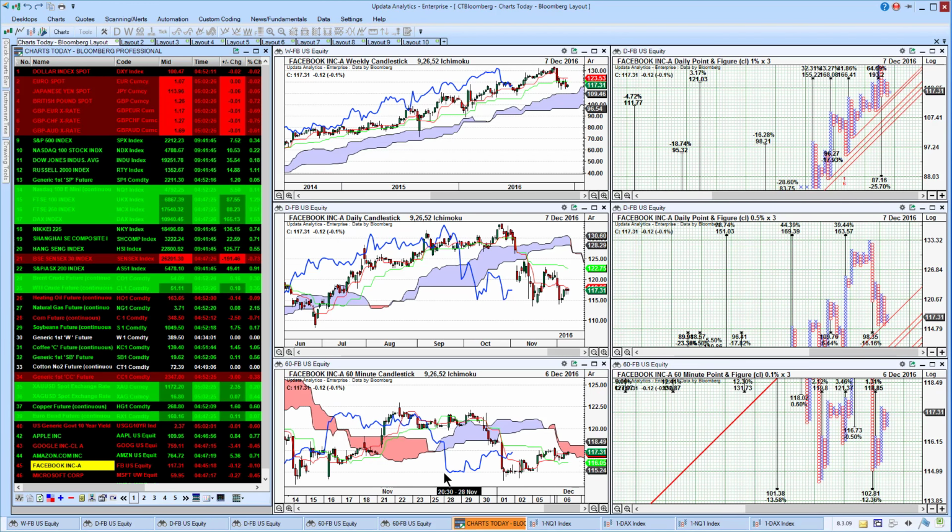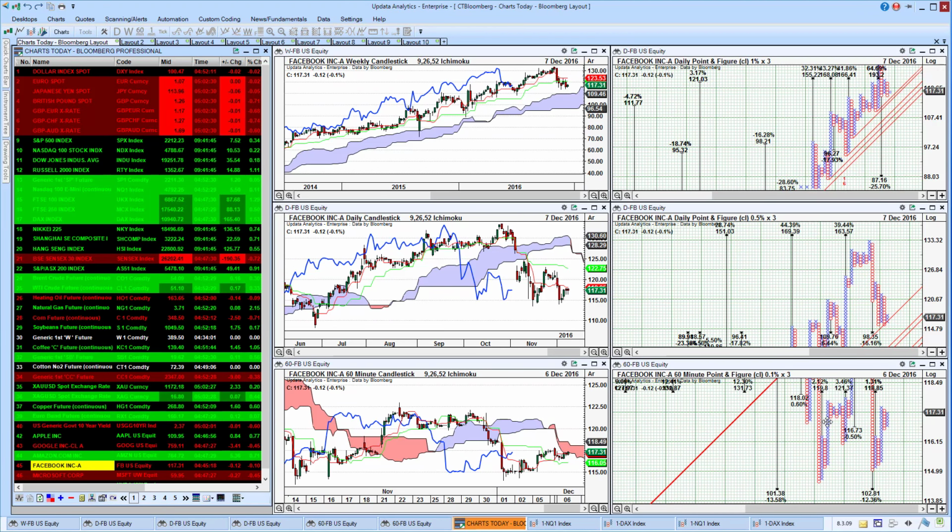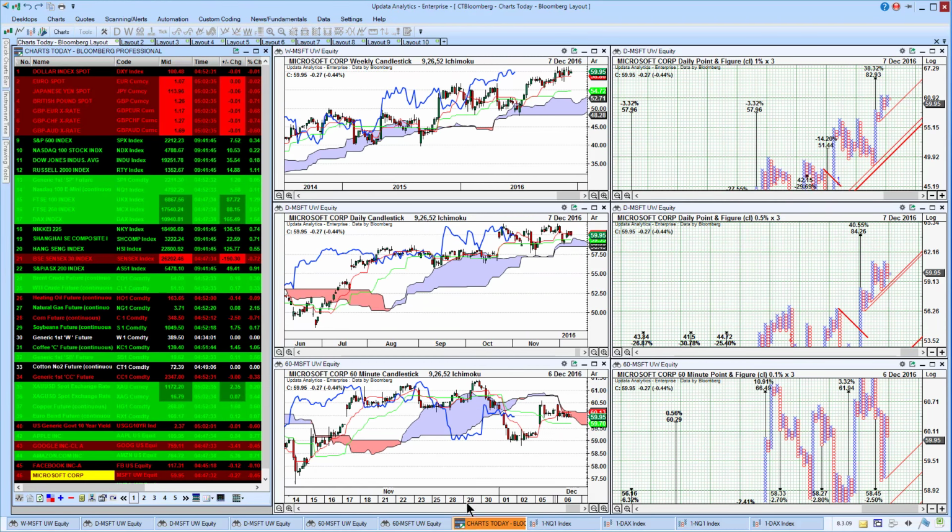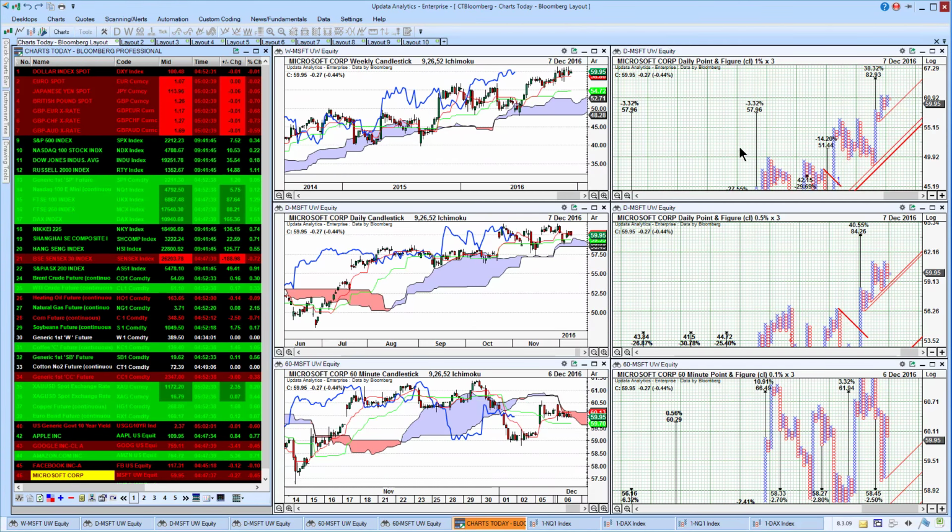Facebook, again, just really struggling below this 120 level. Need to get back above the cloud. We do have some upside targets. And the long-term picture, we've got great upside targets. And then last of all, Microsoft, we still haven't quite got back above the cloud here either. Again, some good long-term upside targets.